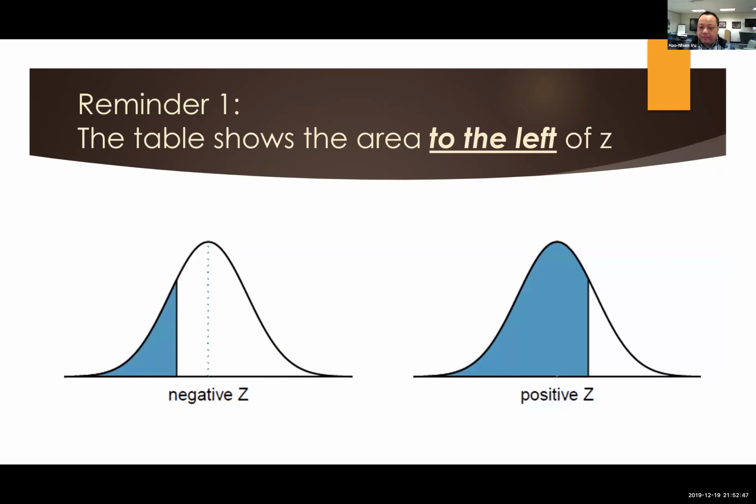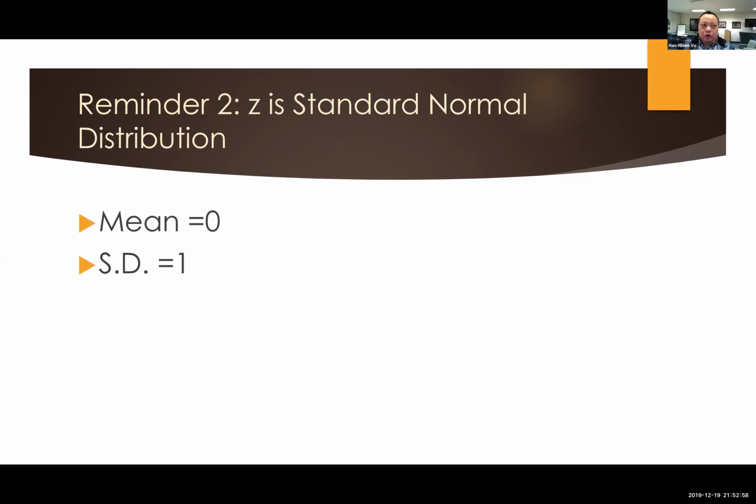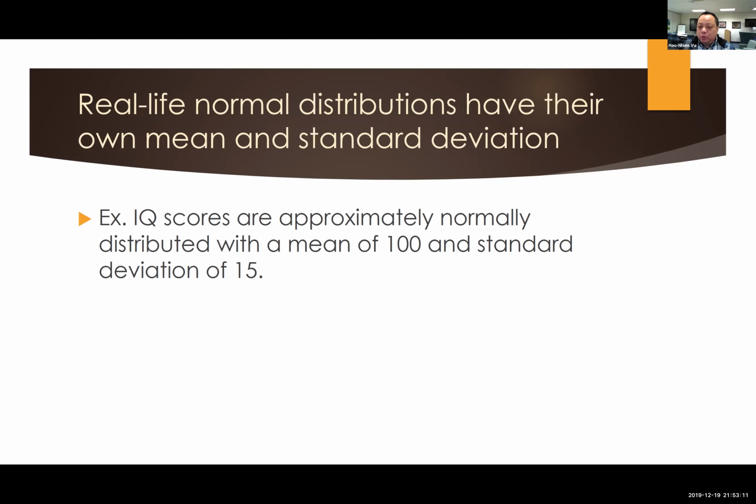Couple reminders. Reminder number 1, the table shows area to the left of z only. Reminder number 2, what standard normal stands for. When people say a word like standard normal, the word standard tells you that the mean is equal to 0 and the standard deviation is equal to 1, whereas real life normal distributions have any old mean and any old standard deviation.